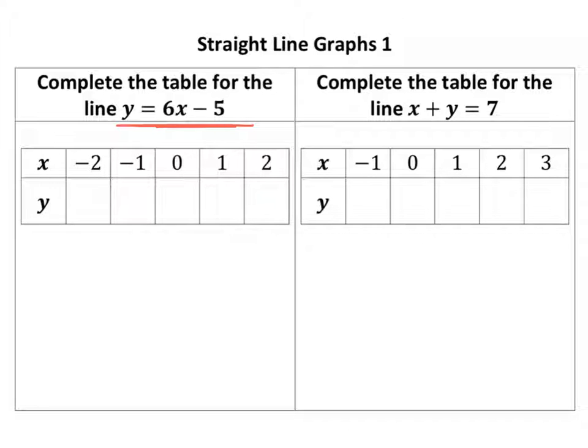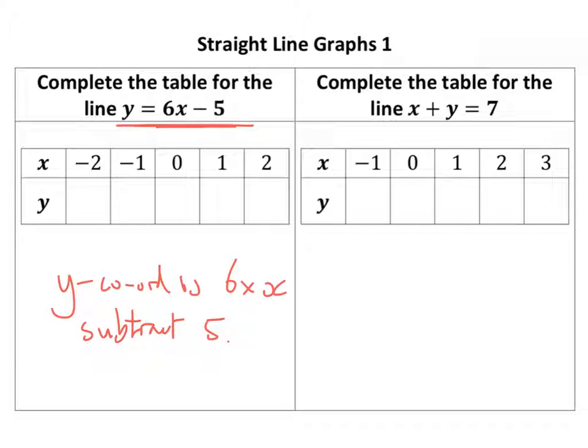So what that means is the y coordinate is 6 times x, 6 times the x coordinate, take away, subtract 5. So all I need to do to every x coordinate is times it by 6 and then subtract 5. Okay, so the easiest one to do that with is 0. So I'm going to do 0 times 6, which is 0, take away 5, which is negative 5.